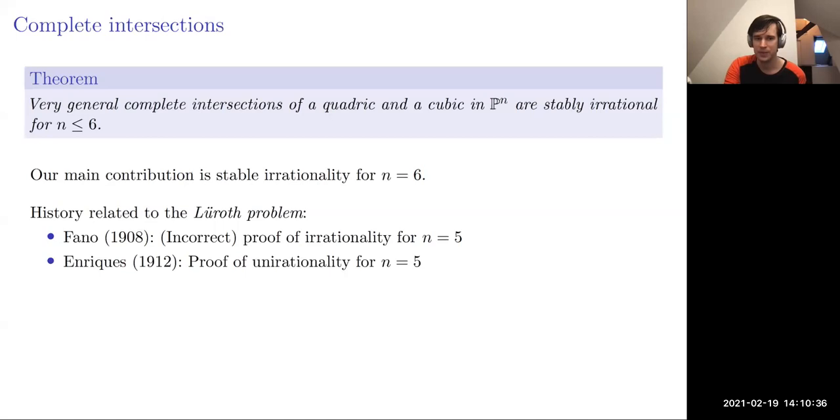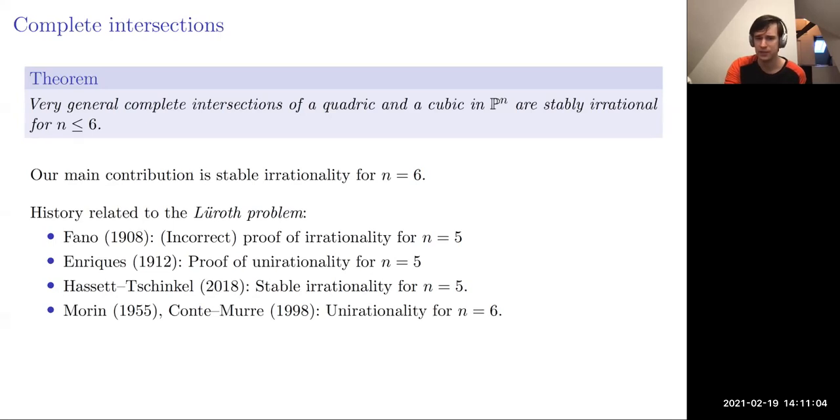So this was one of the early candidates for a counterexample to the Lüroth problem, namely a unirational variety which was not rational. So it took almost 100 years, or more than 100 years, before we actually knew that this was stably irrational. This was proved by Hassett and Tschinkel.